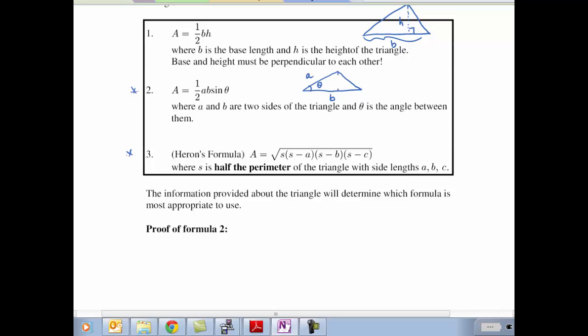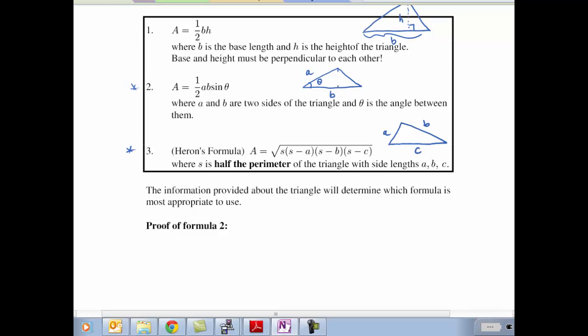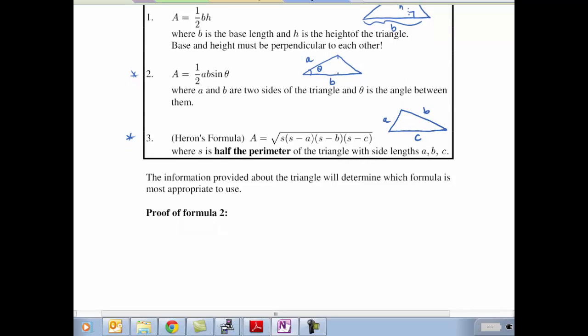And then the third formula is good if we have 3 side lengths but none of the angles. So if we have sides A and B and C but we don't know any of the angles, then we can use what's called Heron's formula. The S in that formula is 1/2 of the perimeter, so you can think of it as the semi-perimeter, S for semi. We won't go through that proof because it relies on something that's covered in one of the sections coming up later. It's in 8.3. So that proof, I'm not worried that you know it, but be able to memorize and use that formula.